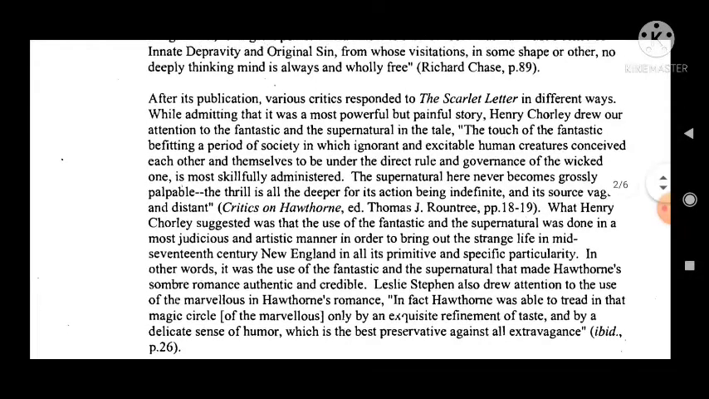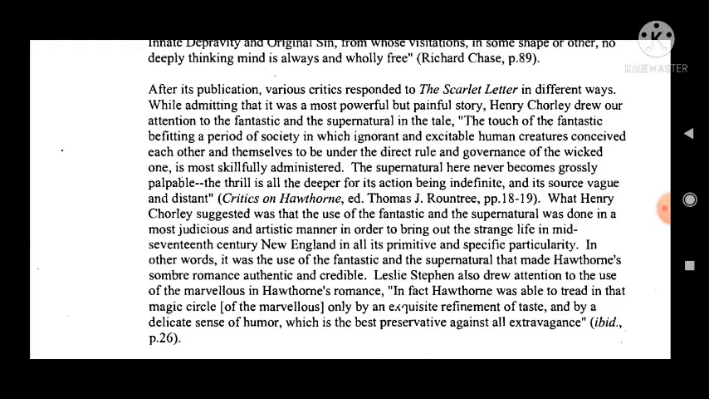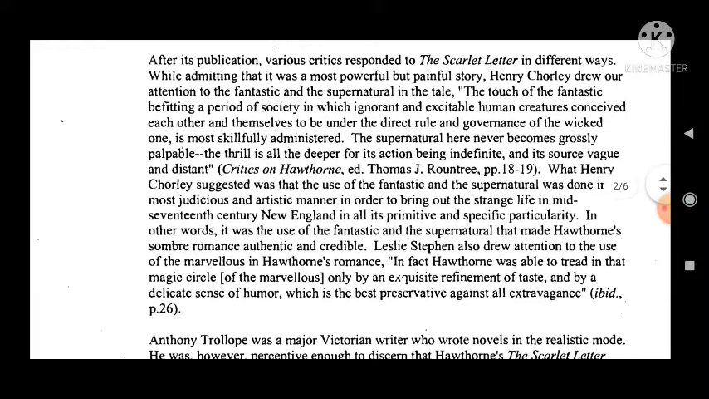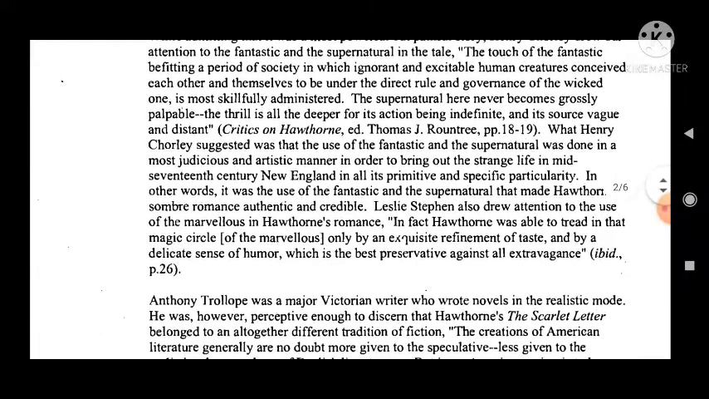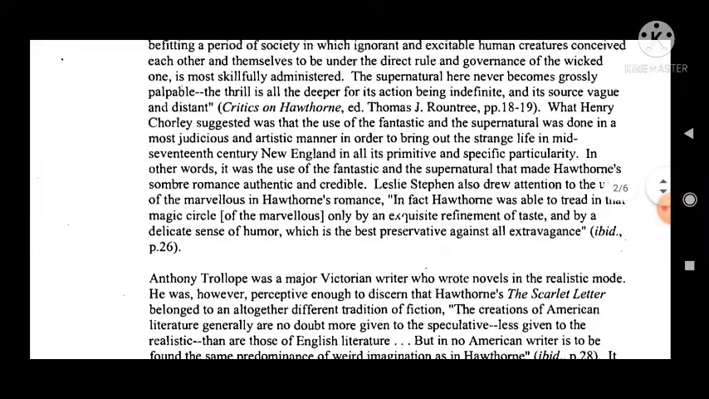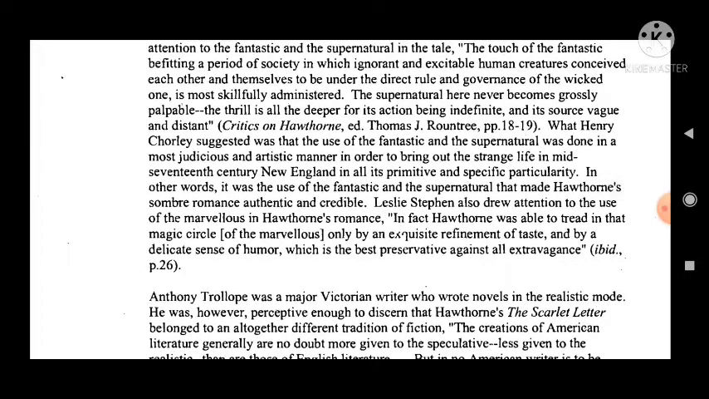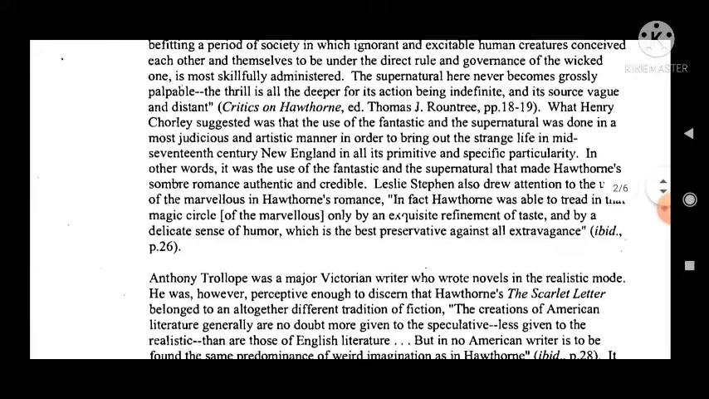After its publication, various critics responded to The Scarlet Letter in different ways, while admitting that it was a most powerful but painful story. Henry Chorley drew our attention to the fantastic and the supernatural in the tale. The touch of the fantastic befitting a period of society in which ignorant and excitable human creatures conceived each other and themselves to be under the direct rule and governance of the wicked one is most skillfully administered. The supernatural here never becomes grossly palpable. The thrill is all the deeper for its action being indefinite and its source vague and distant.